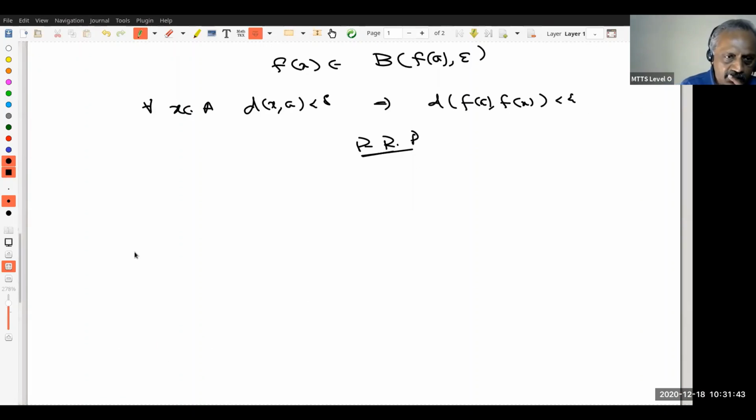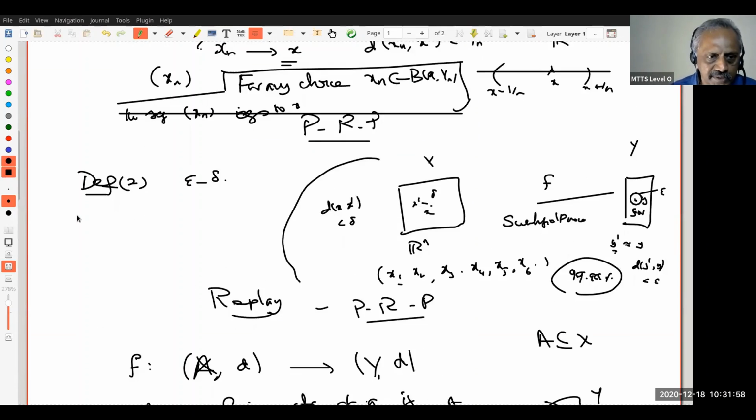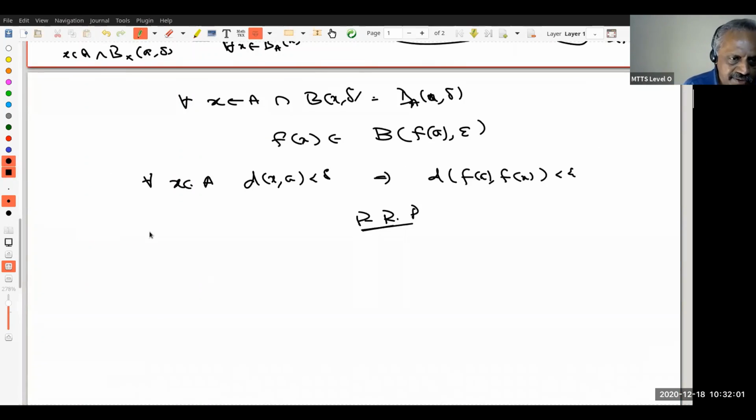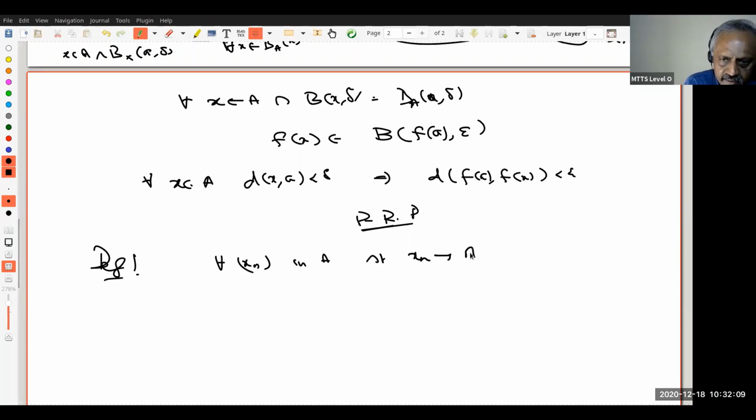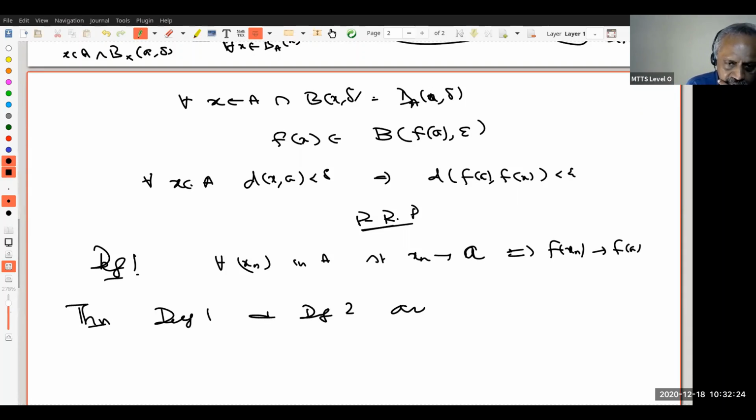Okay. Now what we want to prove is these two definitions are equivalent. I have already one definition of continuity, namely the sequential definition, and now I have another definition of continuity which uses epsilon delta. I call this definition 2, and definition 1 is the sequential definition: for every sequence x_n in A so that x_n converges to a, we have f(x_n) converges to f(a). That was our first definition. So the theorem is that definition 1 and definition 2 are equivalent.